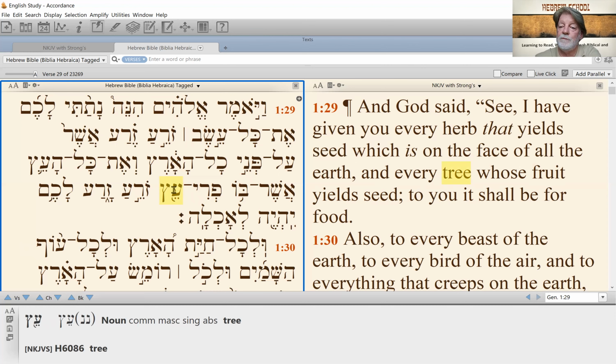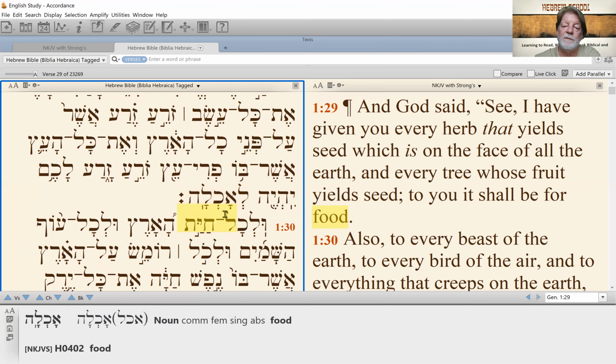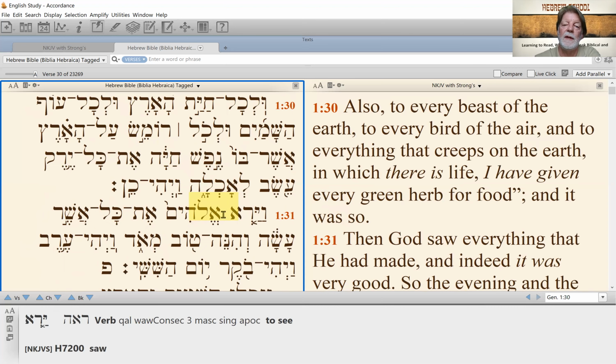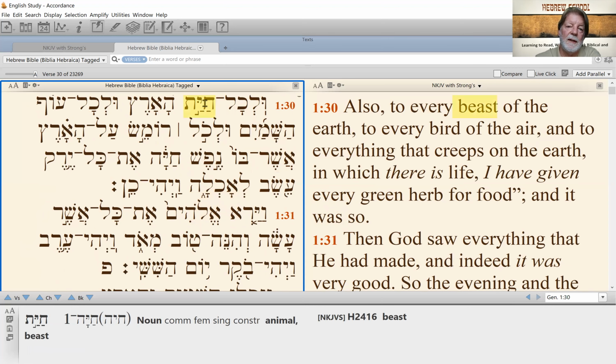So God gives the fruit trees. It's going to be food for Adam and Eve. Zorea zara, sowing seed, the seed that is sowed in them. Yihyeh, will be, le'ochlah, for the purpose of eating, of having food. Ulechol chayat haaretz, and to all the living things of the earth.